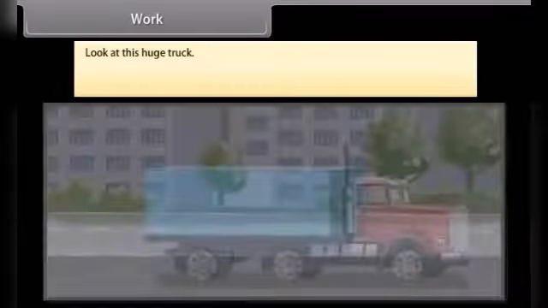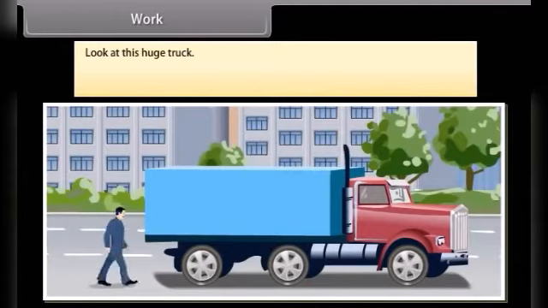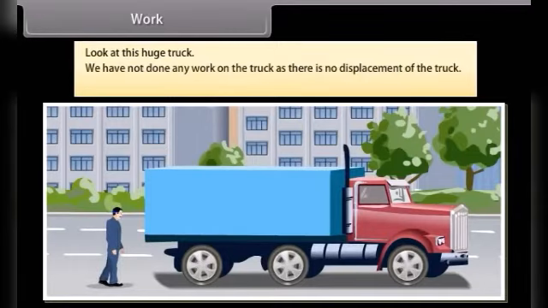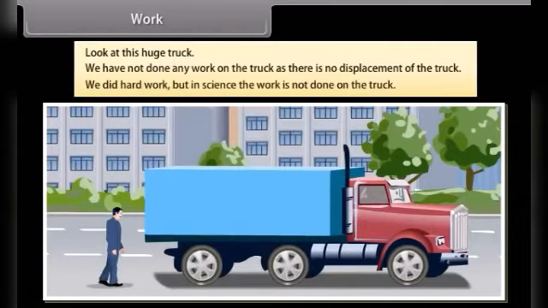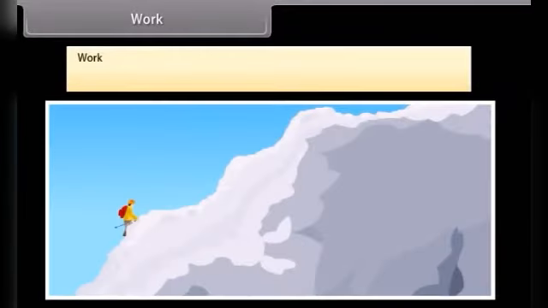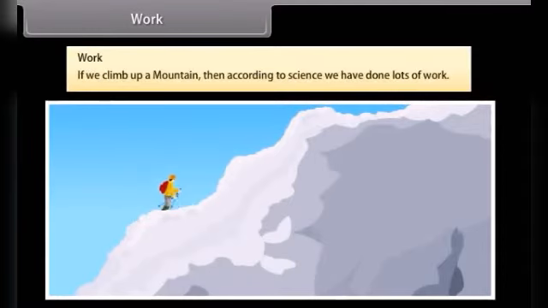Let's see how. Look at this huge truck. We work hard to push it, but the truck does not move despite all the effort. We get tired. However, we have not done any work on the truck as there is no displacement of the truck. We can say that we did hard work, but in science the work is not done on the truck. We use and define the term work differently in science. For example, if we climb up a cliff, then according to science, we have done lots of work.